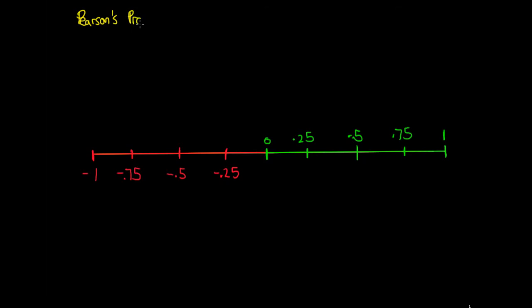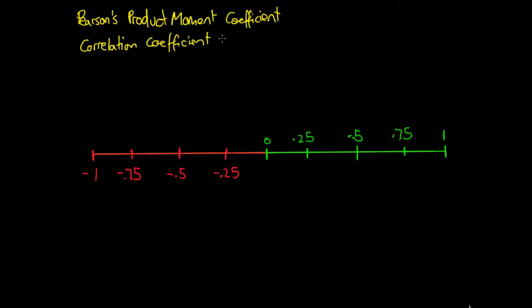product moment correlation coefficient, or we simply just call it the correlation coefficient. And it's denoted as this r. So we just use a lowercase r, and this describes our correlation coefficient.